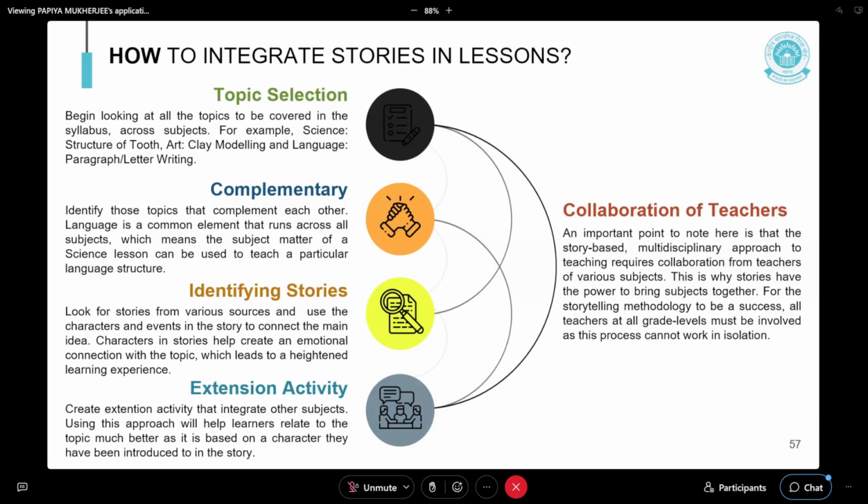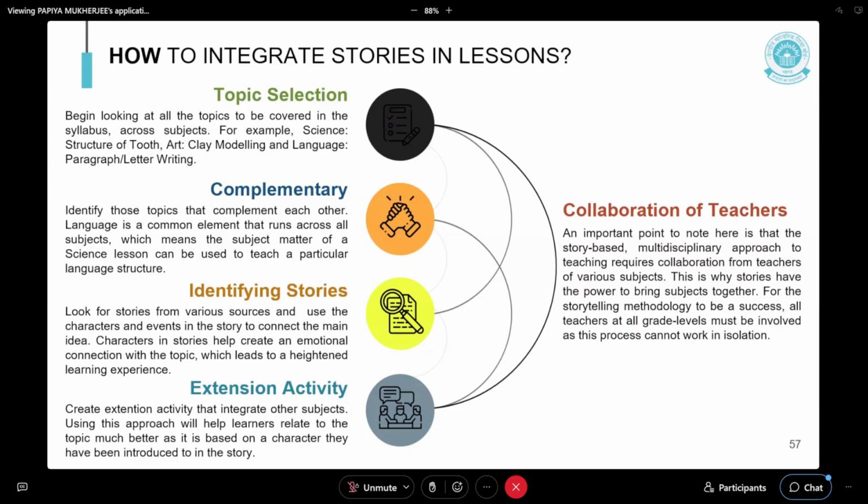Now, a topic needs to be selected based on the topics that are to be covered across the subject. For example, any topic of science can be combined with an art form, and language can go in all subjects. The example we have taken here is that of tooth, which is a science topic. It can be clubbed together with clay modeling and language. It is complementary. We have to look for complementary topics and subjects that can be taught across, and weave the story.